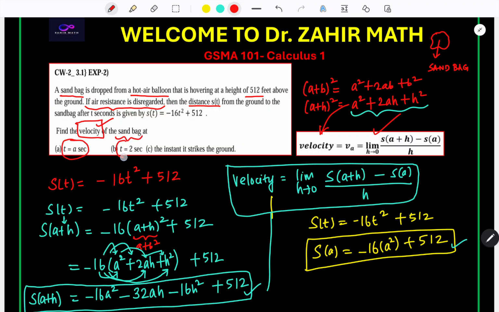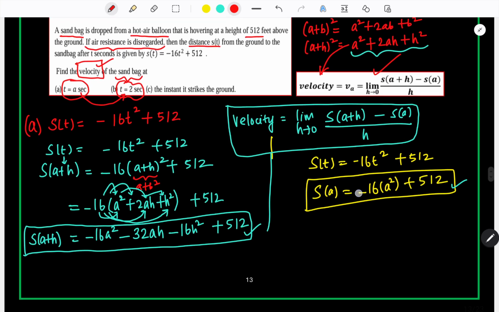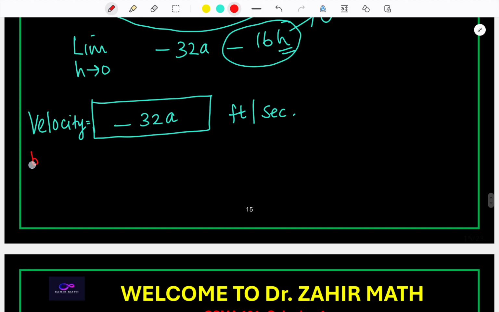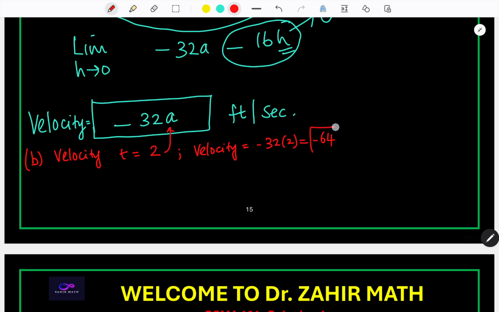Now we are going to calculate velocity at t is equal to 2. So this is your a question. Let me go for your b question. What's your b question? You are going to calculate velocity at t is equal to 2 seconds. So you just put a is equal to 2. So velocity is equal to minus 32 into 2, which is equal to minus 64 feet per second.